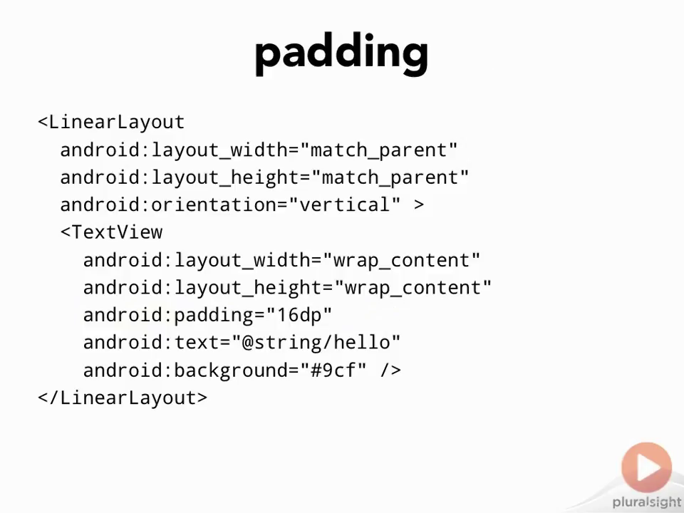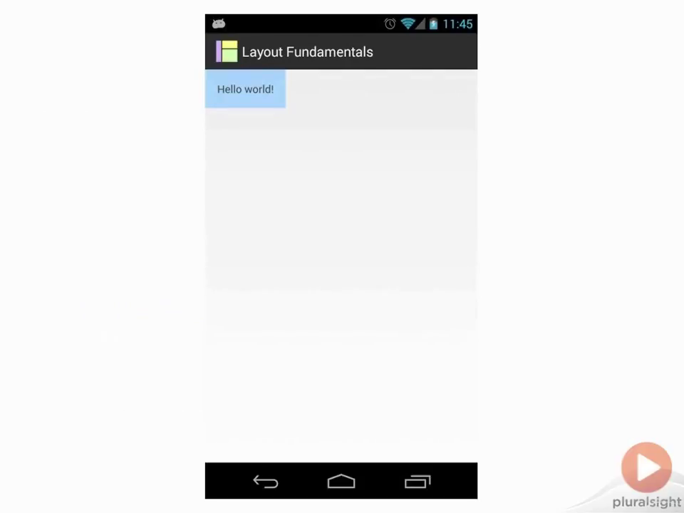How about padding? If I change it to padding, how would the screen look? Now you can see that within the blue area, that is our text view, and Hello World, the word itself, is in the middle with a lot of space around it.